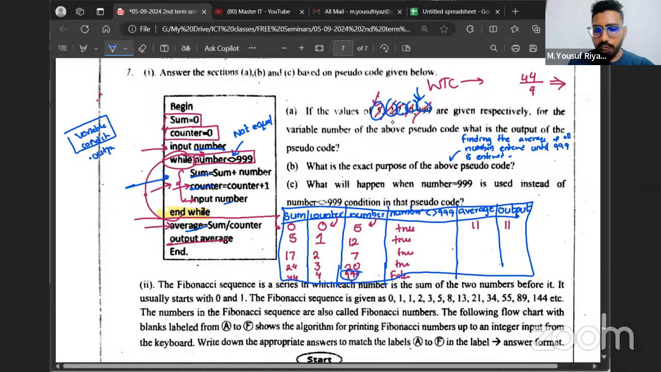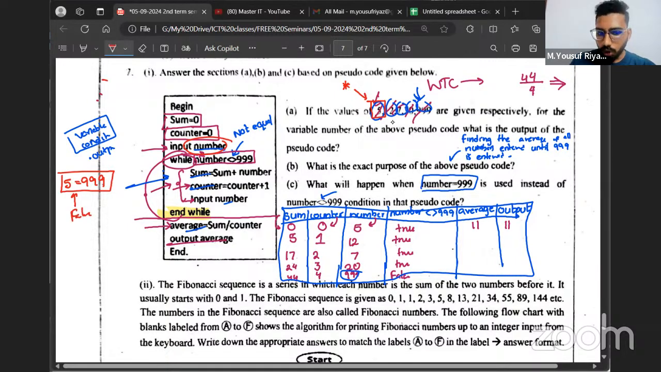Perfect. What will happen when number is equal to 999 is used instead of number is not equal to 999 condition in that pseudocode? Now in this question, they had not equal to 999. If it is number equal to 999, when the program was executing for the first time, the value of number was, they said how much? It was 5. So when you check, while 5 is equal to 999, will this condition give you true or false? It's going to give you false.